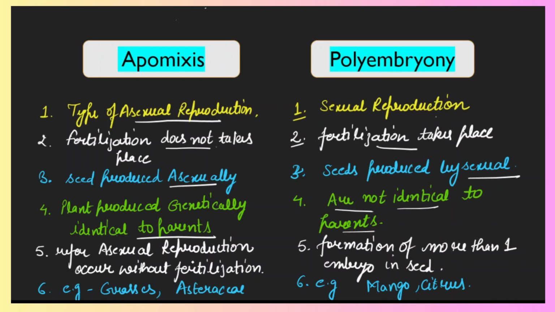So what is the definition of the apomixis? It refers to asexual reproduction that occurs without fertilization, with the formation of seed. Polyembryony is the formation of more than one embryo in a seed. Now the examples. Apomixis is seen in grasses and the Asteraceae family. Polyembryony is seen in mango and the citrus family. I hope all these terms are clear to you all. The difference between apomixis and polyembryony is clear to you all.